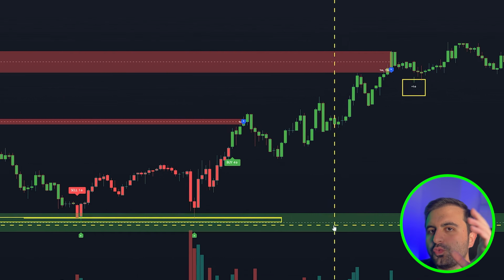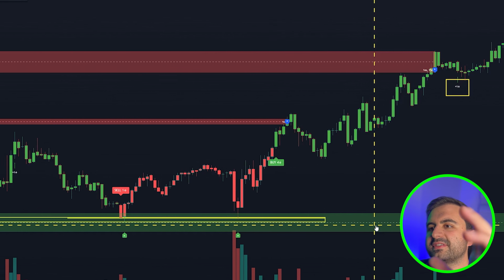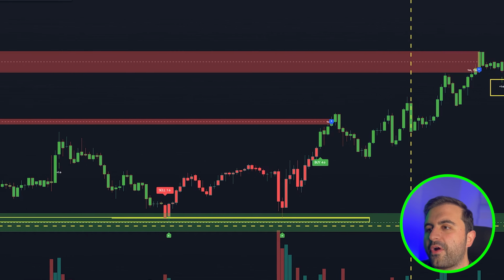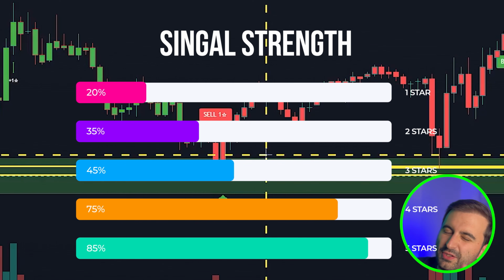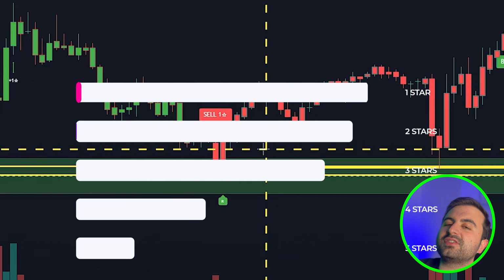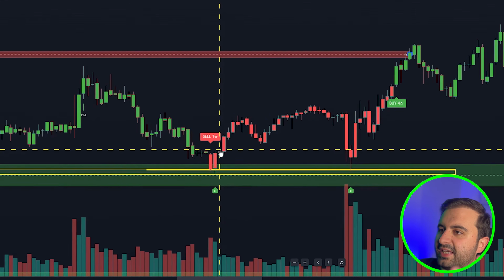So let's look at one more example where we will take a look at a non-confirmed signal. Here we got a sell signal with 1 star, which we don't like. We like at least 3 stars, right? But we will take a look at this.